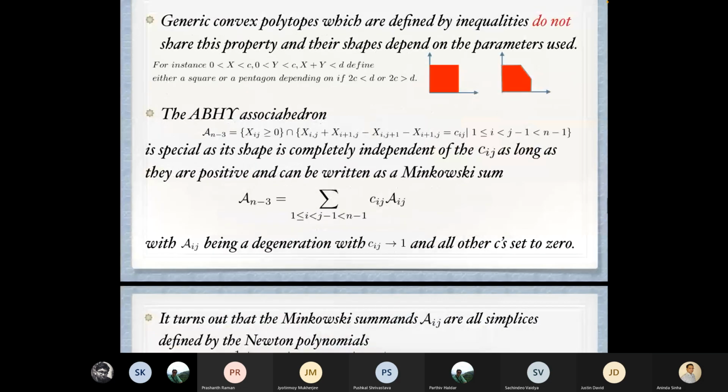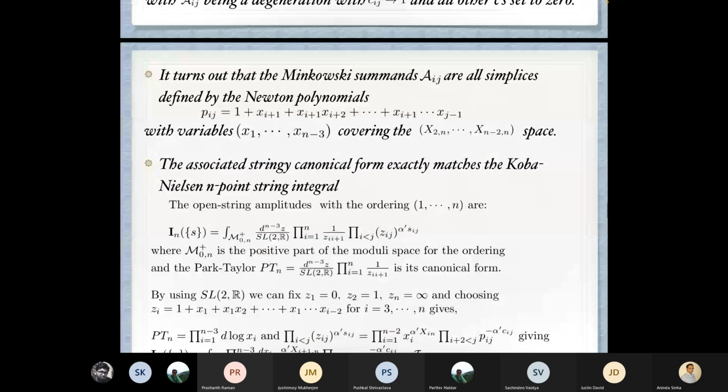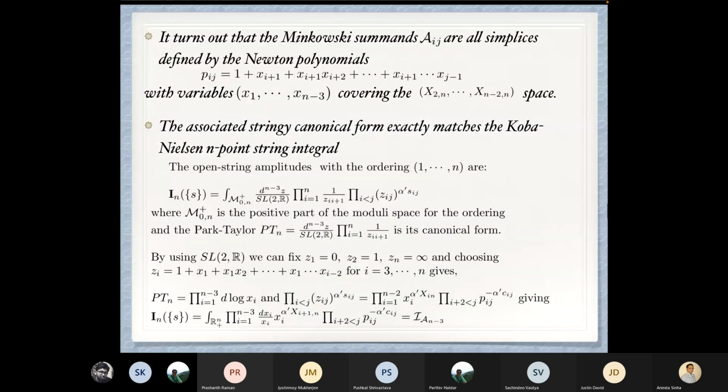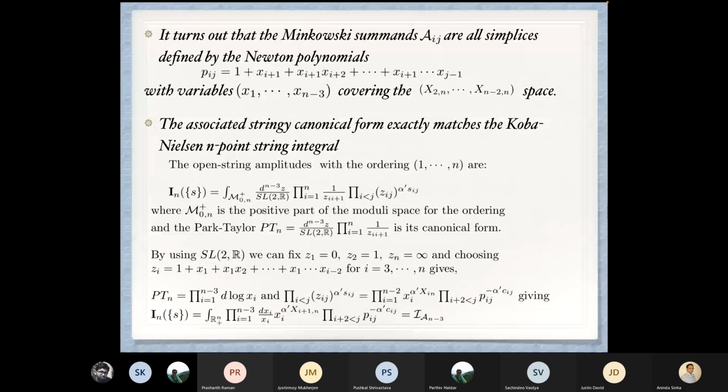It turns out that the Aij are all just simplices, with Newton polytopes given by this Pij, which is 1 plus xi plus 1 all the way to the product xi plus 1 to xj minus 1. The variables are x1 to xn minus 3, and they cover the space. Now, the associated stringy canonical form for these polynomials is exactly the Koba-Nielsen string integral.